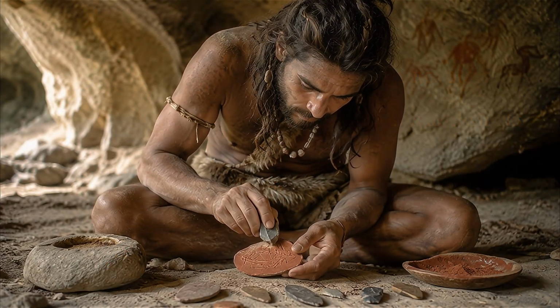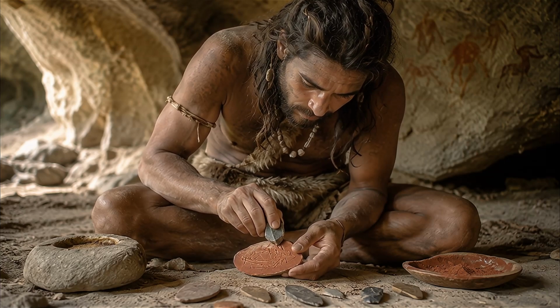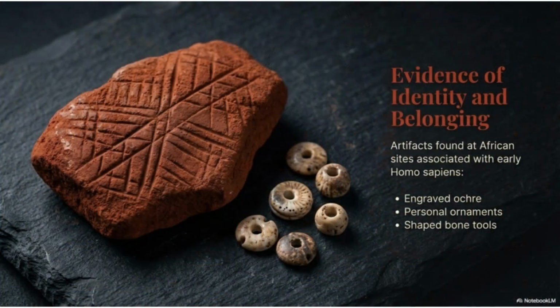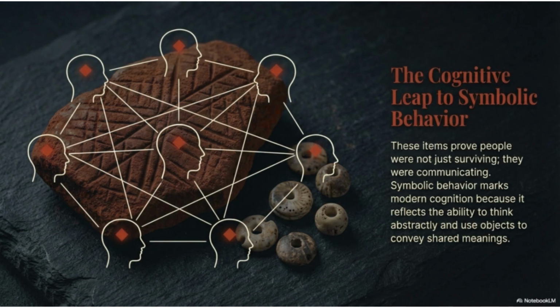Engraved ochre, personal ornaments, and shaped bone tools appear at various African sites associated with early Homo sapiens. These items show that people weren't just surviving. They were communicating ideas, identity, and group belonging. You might wonder why this matters. Symbolic behavior is often considered one of the clearest markers of modern cognition because it reflects the ability to think abstractly and to use objects to convey meanings that everyone in the group understands.